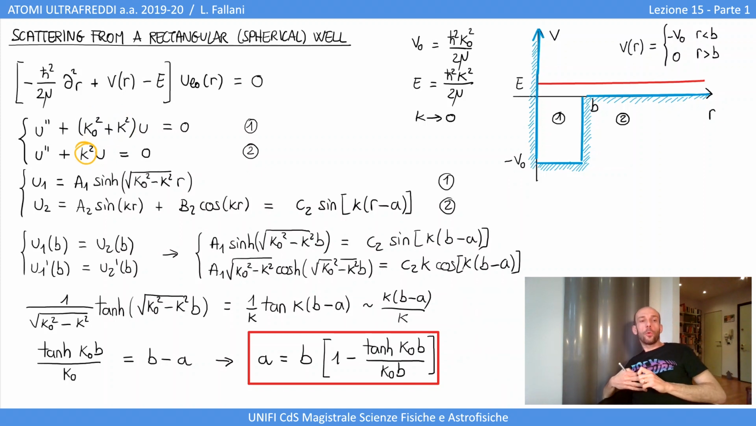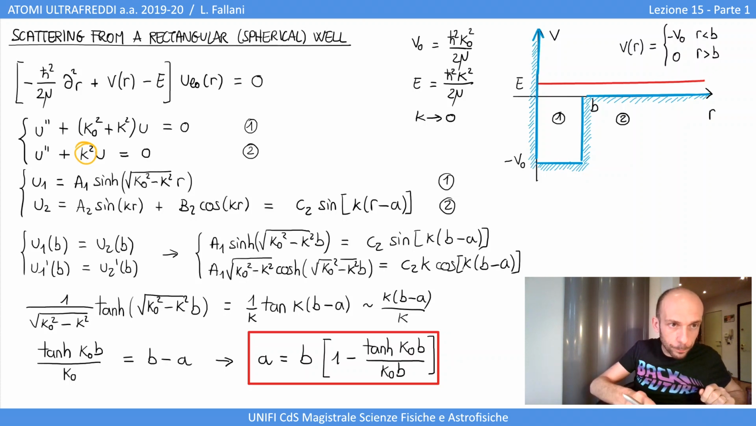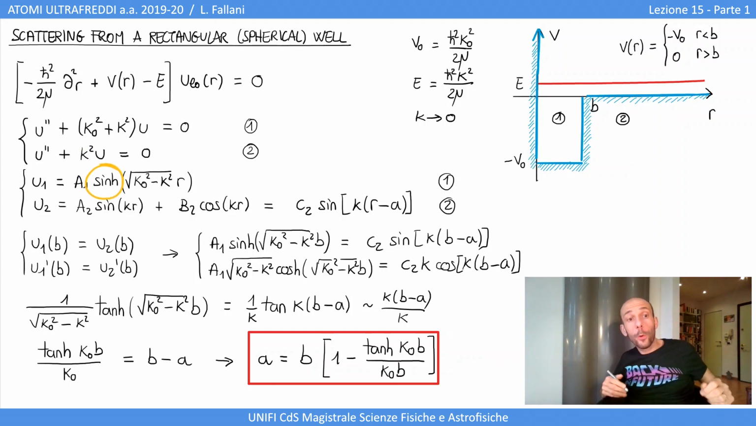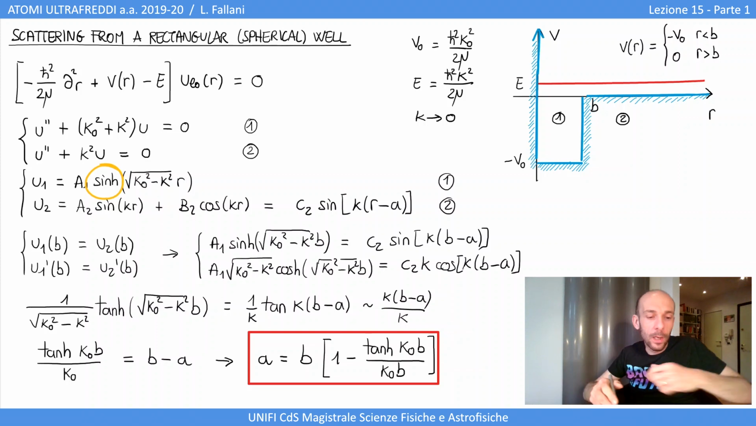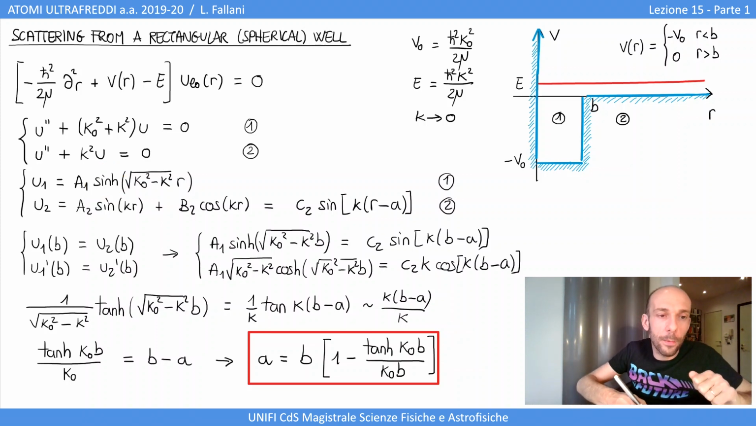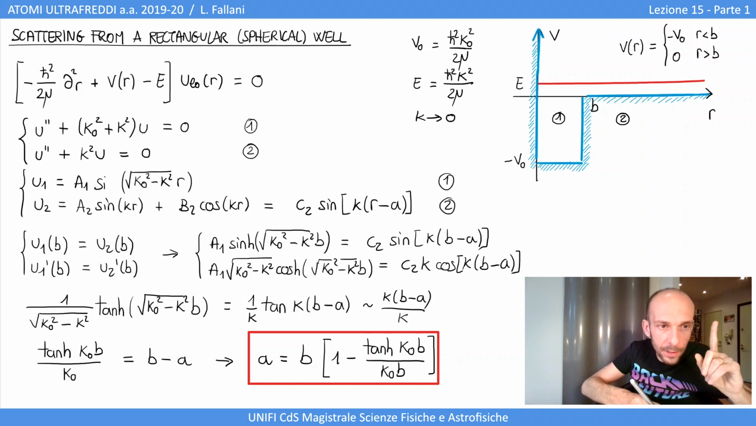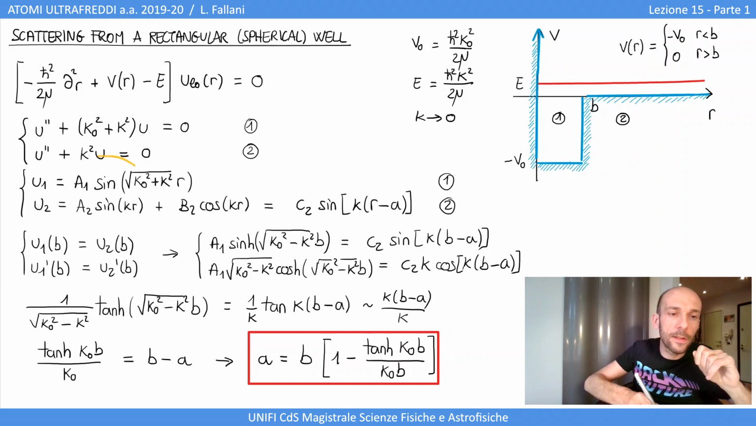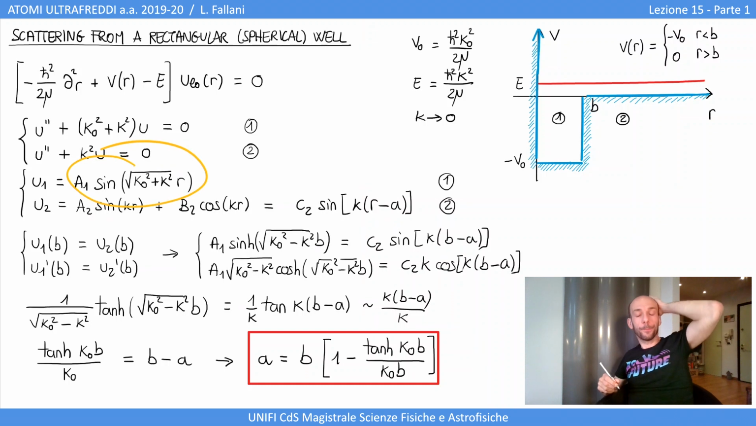Okay, and so we have to change the solution for region 1, and instead now of the hyperbolic sine solution, we have a normal sine solution as you have for region 2. And so now we have to write here the normal sine. So please follow me as I update the equations, with the square root of k0 squared plus k squared. So this is the updated solution for region 1.